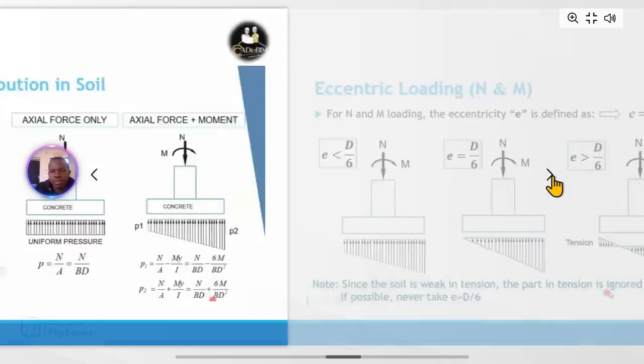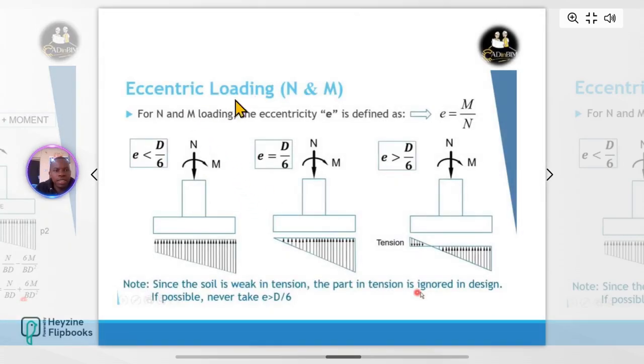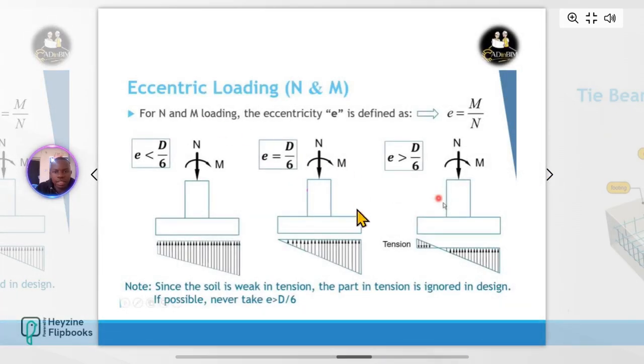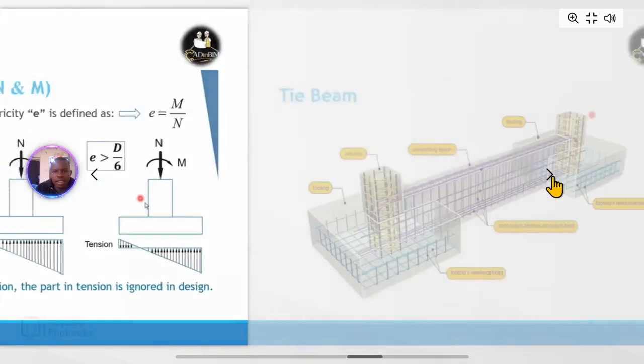So let's proceed. And what about eccentricity in loading? That's N and e. This is how you calculate the eccentricities. You can just see here. Since the soil is weak in tension, the part in tension is ignored in design if possible. Never take e greater than D over 6. So that is what I just want to illustrate here. This is what we mean. Then eccentricity in loading, this is just a repeat of that.